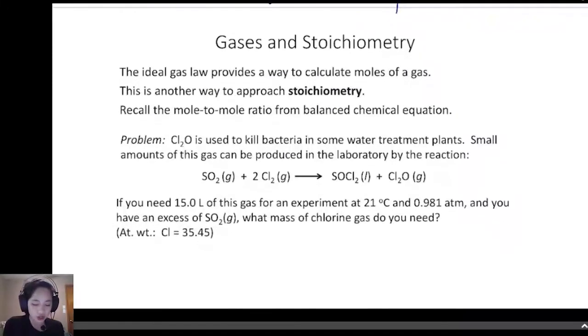Okay. All right. So the last one, now we're kind of building on difficulty with using the ideal gas law and how I can ask a question.